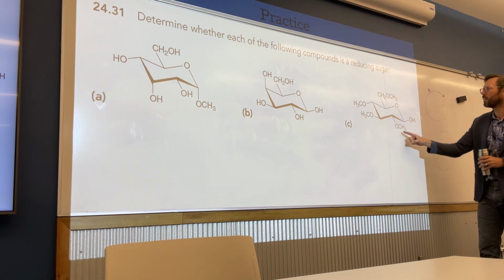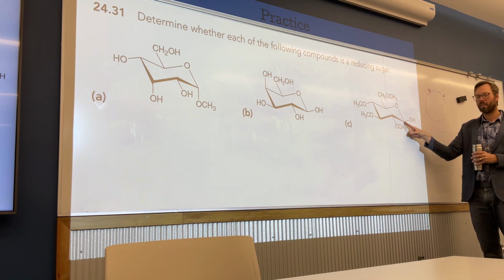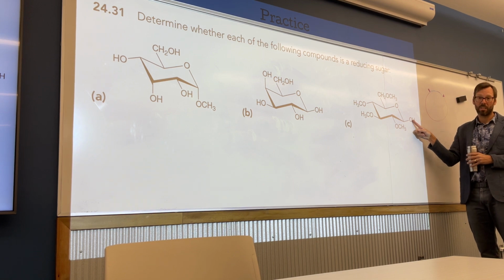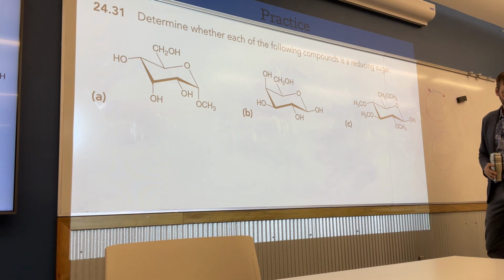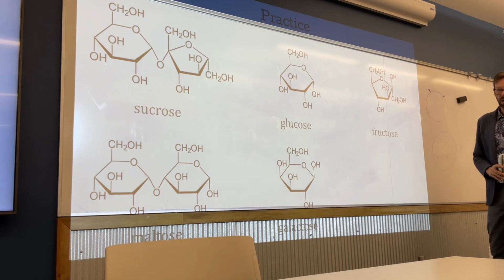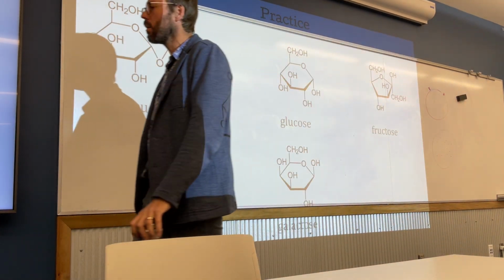And then C, here's the oxygen. Go down to the right, anomeric carbon, what's coming off? Hydroxyl group. Hemiacetal must be a ketose. Therefore, it is a reducing sugar. And so here are some examples of sugars in nature, and pretty much all of these are reducing.